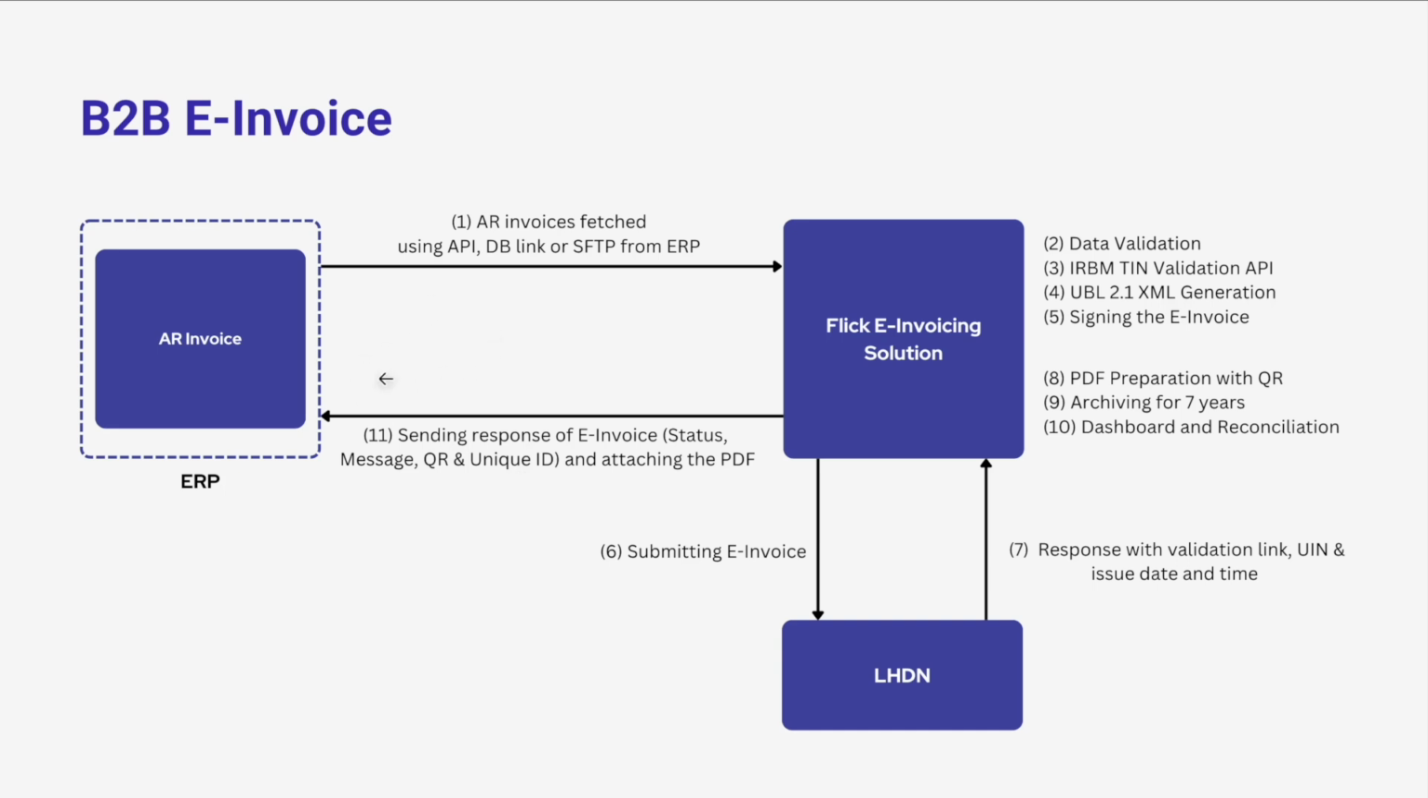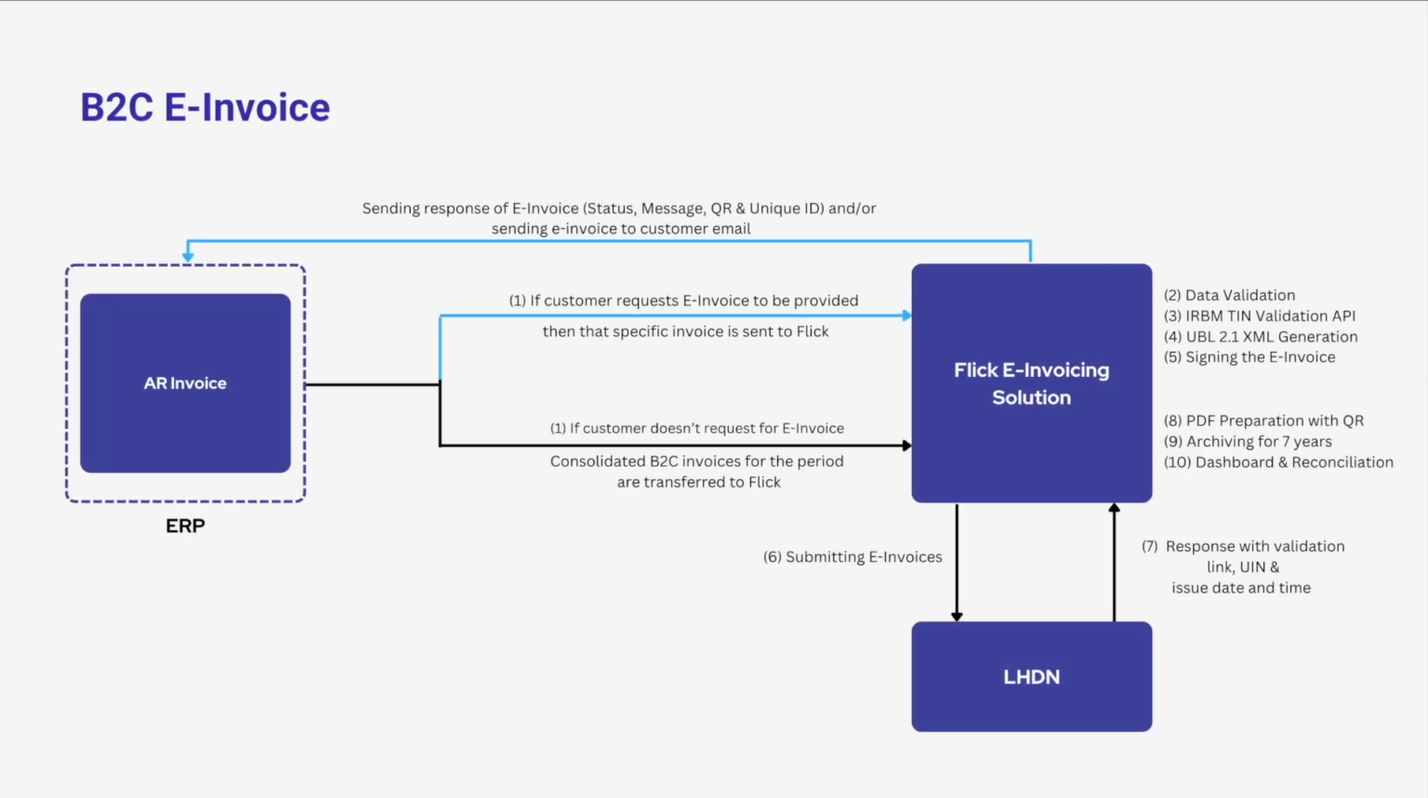So the PDF can be generated at your ERP as well. The invoices that have been generated by our solution will be archived for 7 years as required, and there will be a dashboard where you can manage all your invoices and an option to reconcile with the data available in your ERP. So now let's see how a B2C transaction is submitted to LHDN from your ERP.